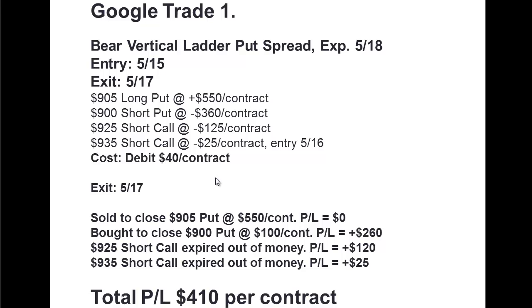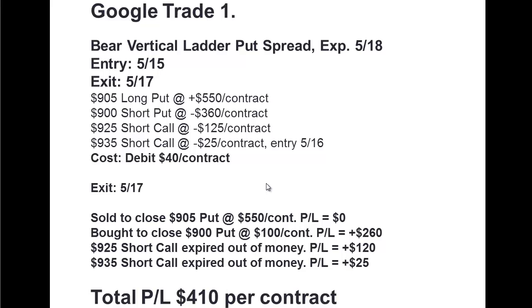And then I took this off the 17th, and I actually legged out of this particular trade, and the end result was I made $410 per contract. So on the 17th I sold off the 905 puts, broke even on that, bought back the 900 puts that I was short on the spread, made $260. The options I was short expired out of the money, so I made $125 there and $25 there. So the total profit on this particular trade in 3 days was $410 a contract.